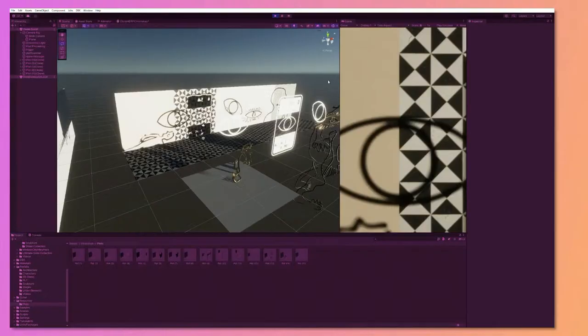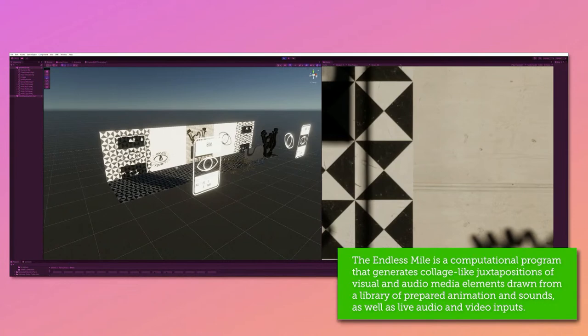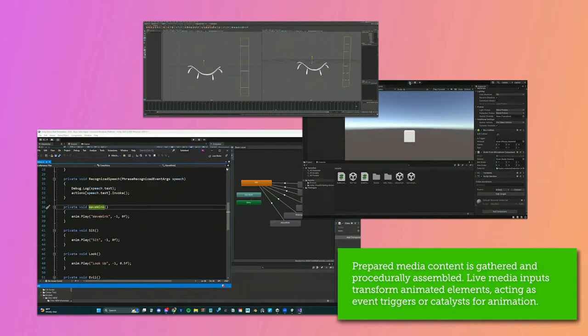So as you can see, the work is a very slow experience. The Endless Mile is a computational artwork designed as an endlessly generative and procedurally animated video mural. In the context of its installation, the work is best experienced spatially at an architectural scale. That is to say, the surface of the video presents a kind of wall of light, and the shadow play atop that wall of light acts as a kind of occluded light graffiti.